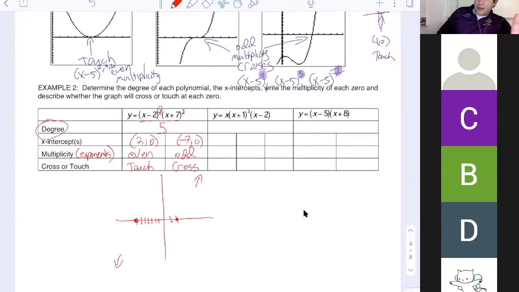The other thing I know, and this is a little harder to explain, is that the y-intercept is going to be very large. The reason I know this is because I could put 0 in for x here, and this is going to be (-2) squared, which is +4, times 7 to the third power, which is 343. So it's going to be 4 times 343, which is large, right? And so I know with pretty good certainty, the graph is going to look something like this.